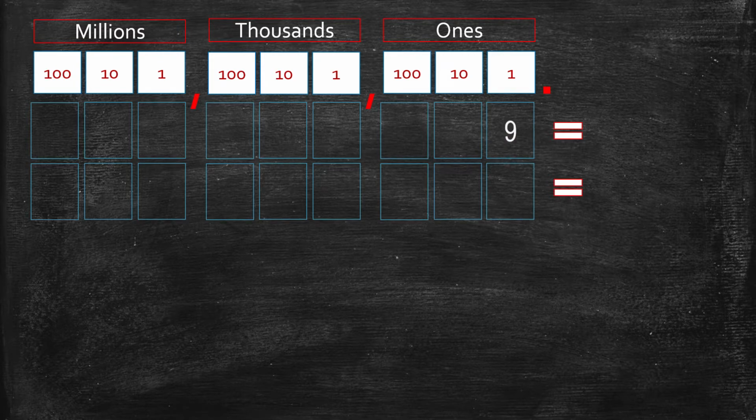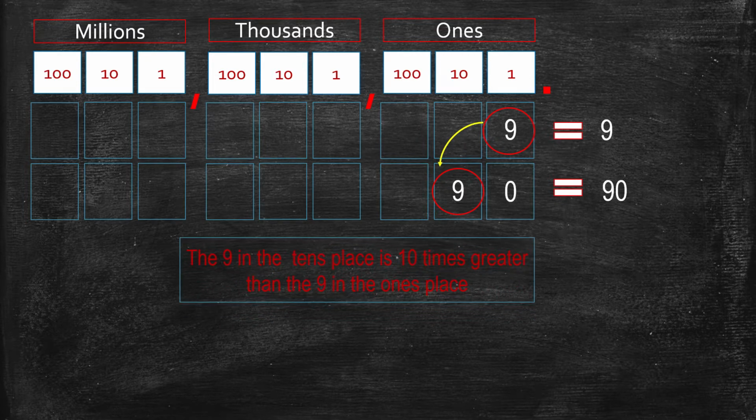So I put a 9 in the 1 spot. Its value is 9. And I have a 9 in the 10 spot, and its value is 90. Now we are going to compare the 9s. So the 9 in the 1 spot compared to the 9 in the 10 spot. Well, we had to move 1 place value. So the 9 in the 10's place is 10 times greater than the 9 in the 1's place.